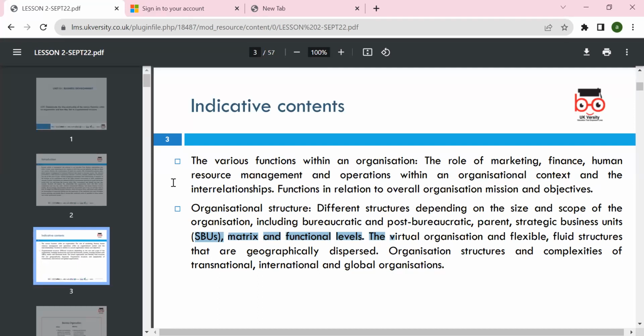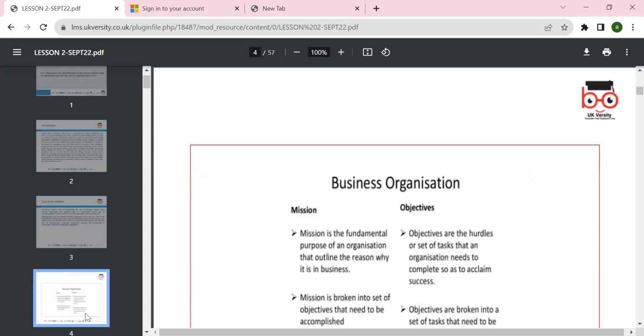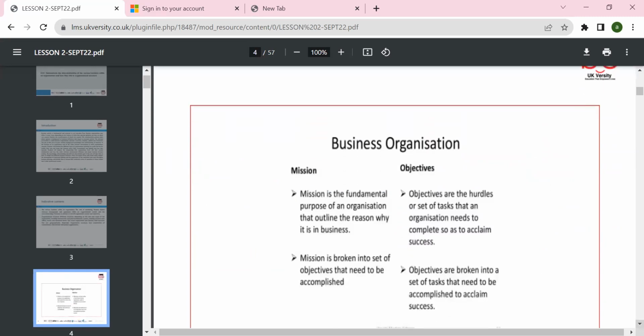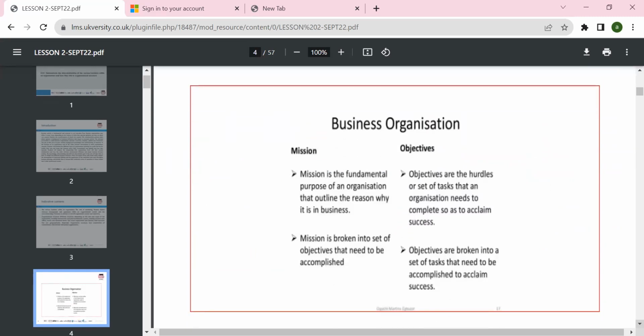Organization structure represents who is responsible for what, which we need to look at. So let's look at the mission and objective. What is the difference, please? Can you look at this, and we'll look at various companies' mission and objective in a minute.